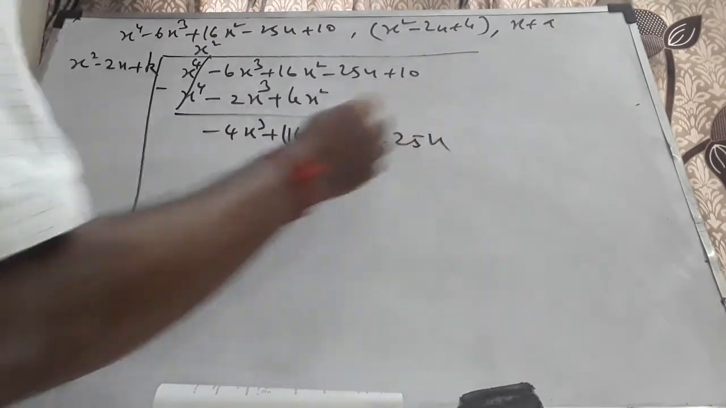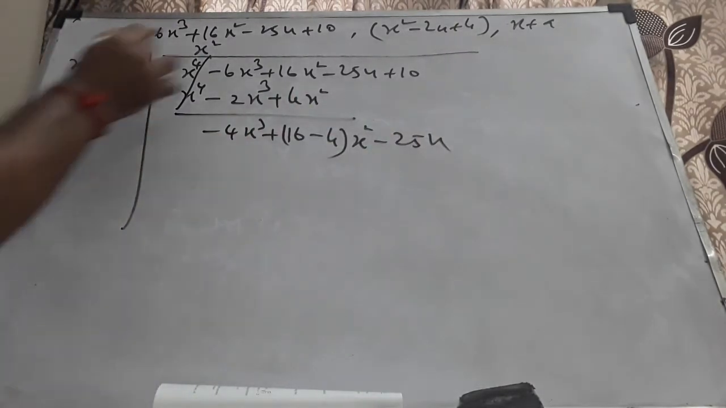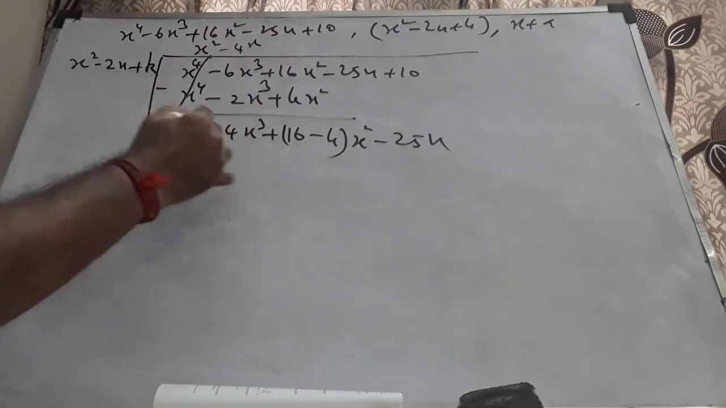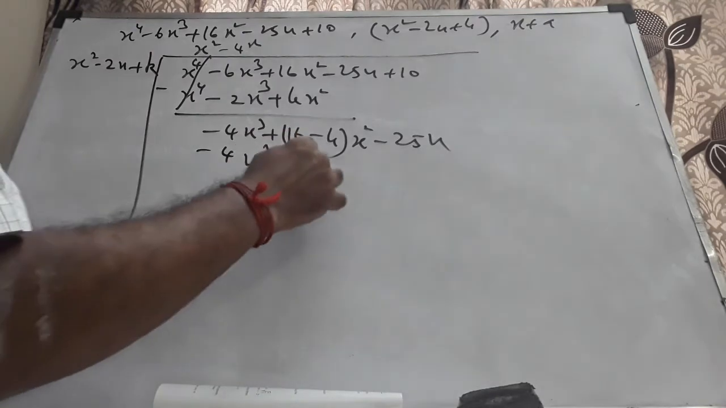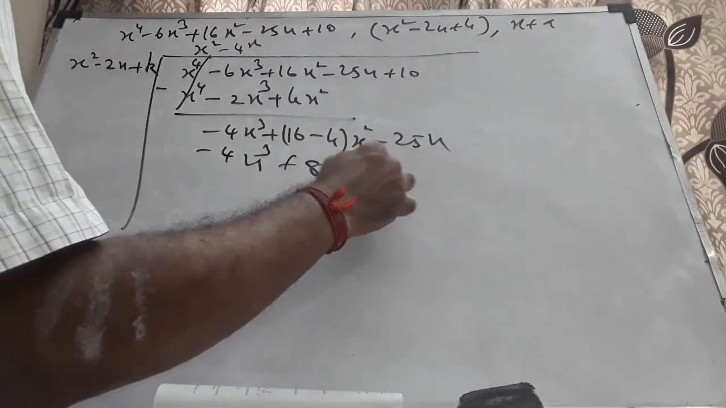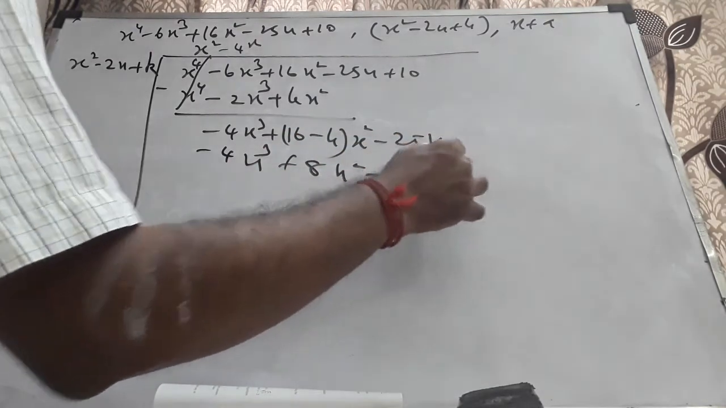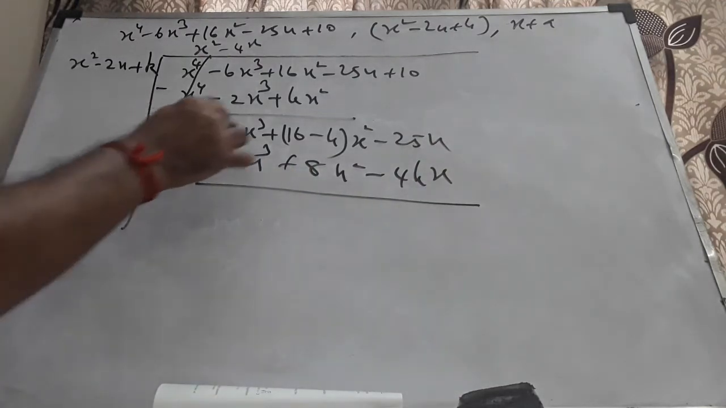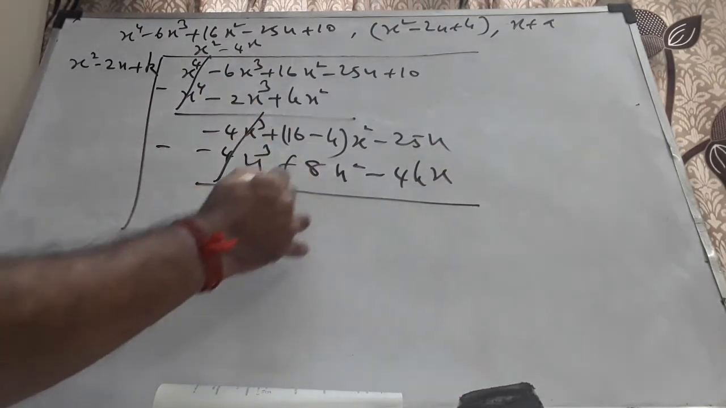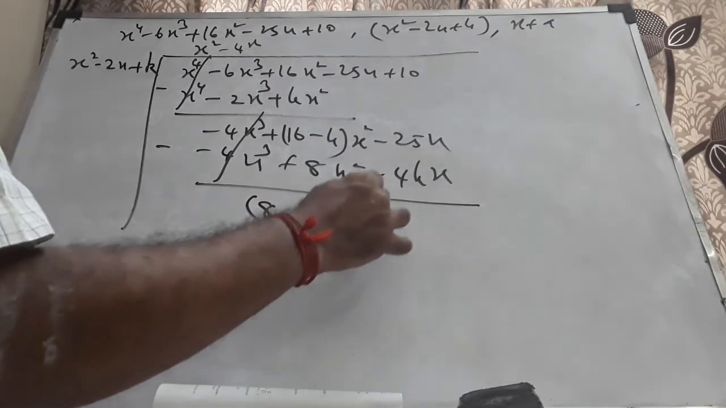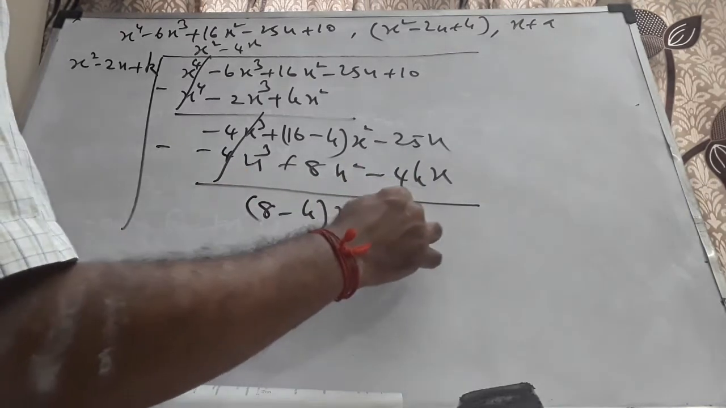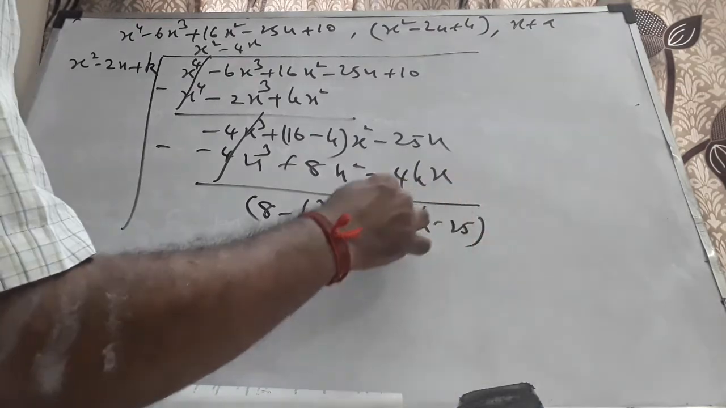Bring this minus 25x down. Minus 4x cube by x square is minus 4x. For minus 4x cube, here of course plus 8x square, then of course minus 4kx. Therefore, after subtraction, this will go off. 16 minus 8 is 8 anyway. This will become 8 minus k into x square. Okay, here it will be 4k minus 25 into x.